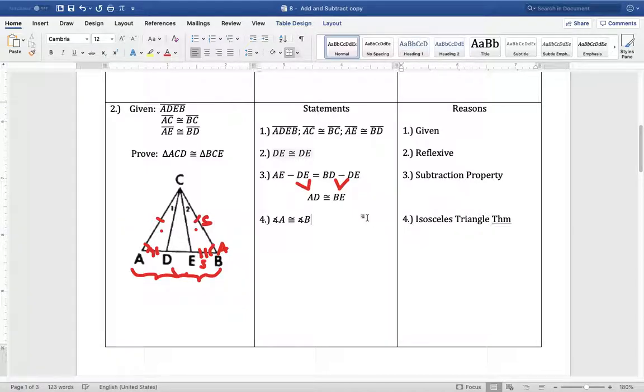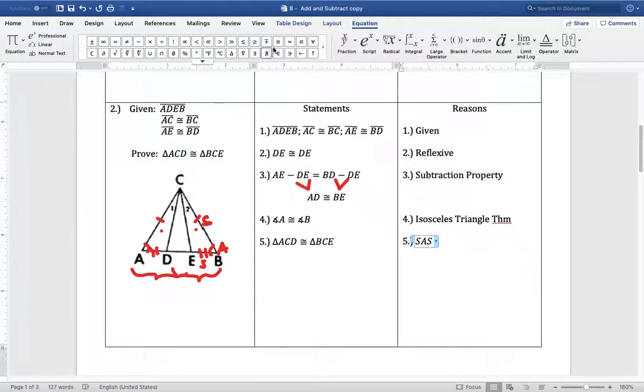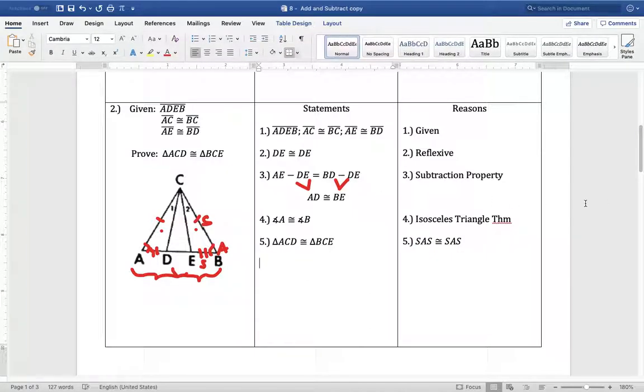Okay, and then I believe we have everything, right? AC is congruent to BC. We've got the angles at the bottom, we just said, and we've got the piece AD congruent to BE. And step 5 is this here. And the reason is side angle side congruent to side angle side. Okay. And so that's it. That's how you would write this proof up.